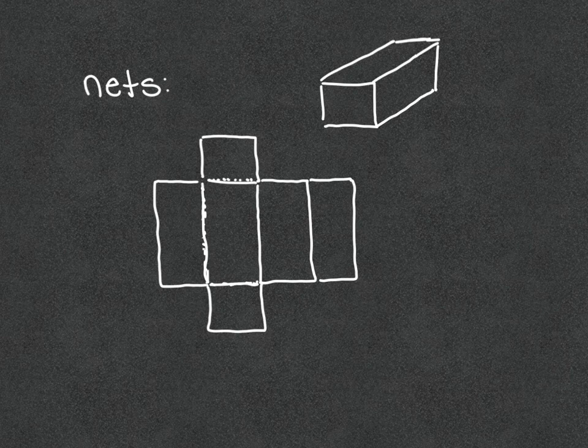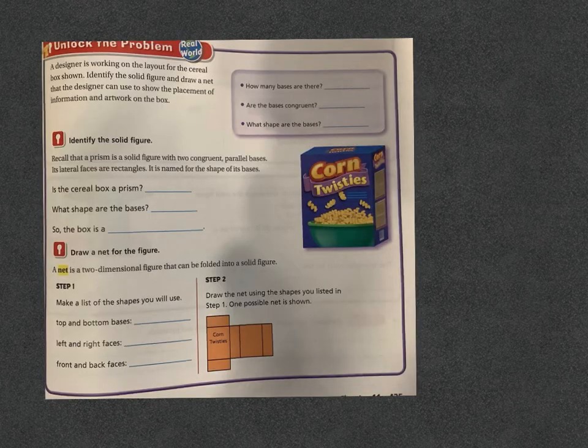If you're like me, it will just take your brain a little bit more energy and a little bit more time to get it viewed that way. So let's look at this unlock the problem example. A designer is working on the layout for a cereal box that's shown corn twisties. Identify the solid figure and draw a net that the designer can use to show the placement of information and artwork on the box. So how many bases are there?